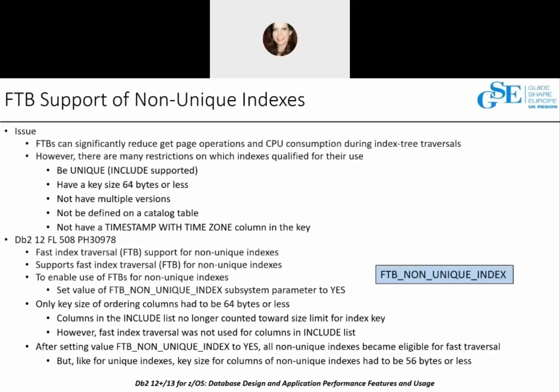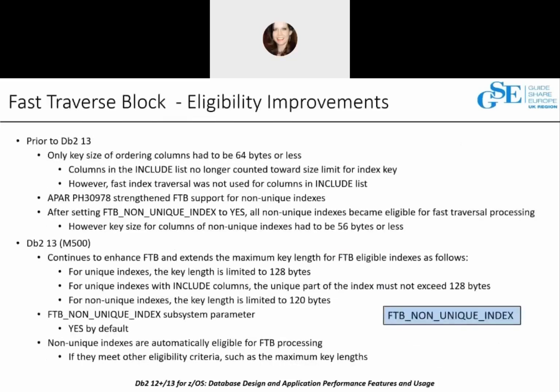So that being said, it was not available until 508 for non-unique indexes. And that, of course, got implemented through a zparm that you could set to allow it for non-unique indexes. But it was not by default. So version 13 allows you to have this turned on by default, or it will be by default in version 13 for the non-unique indexes to be considered for FTB.